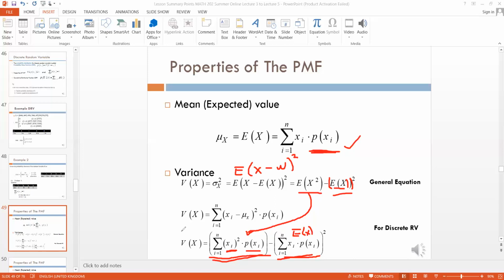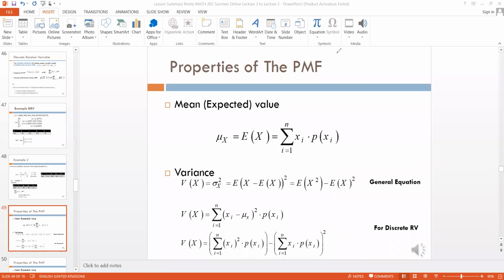Okay, so take note of the formula. Take note of the formula if you don't have it.